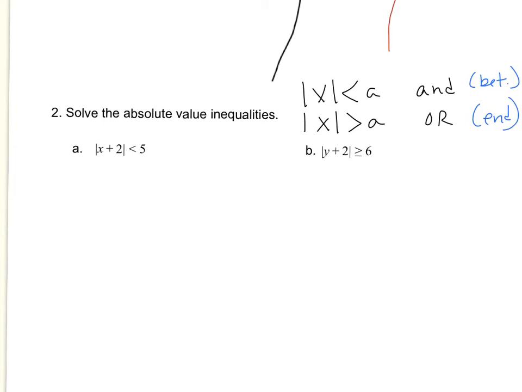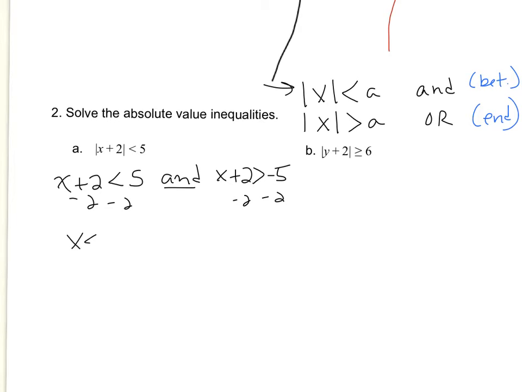So our first one, A, says the absolute value of x plus 2 less than 5. So less than is an and. So I can rewrite this as x plus 2 less than 5 and x plus 2 greater than negative 5. So the same thing, I just switch the signs and make it an and. So if I solve this by subtracting 2 on all these, I get x less than 3 and x greater than negative 7.